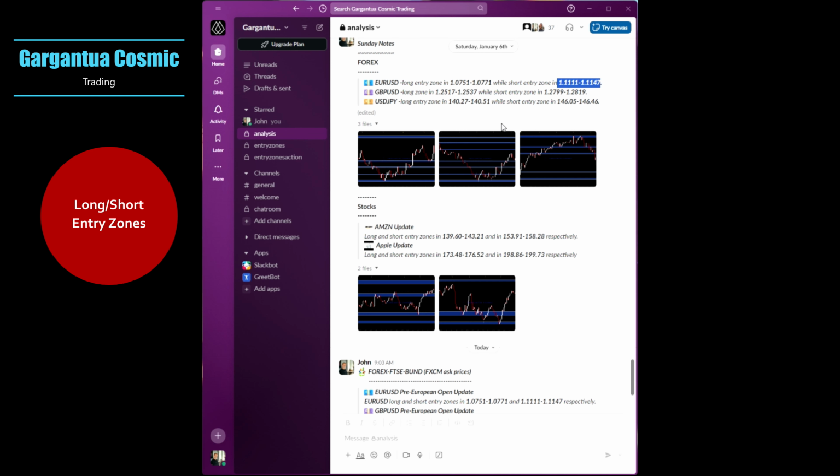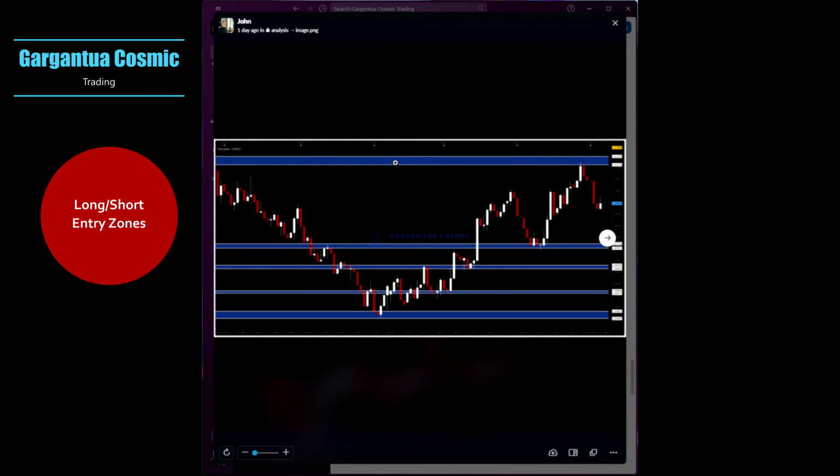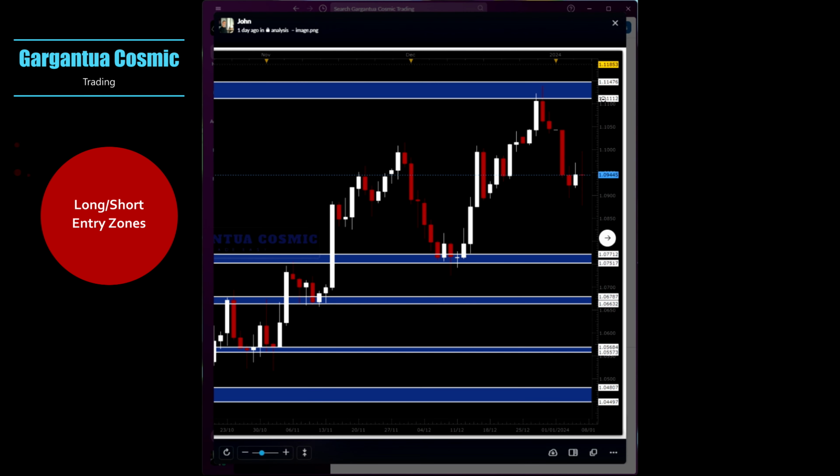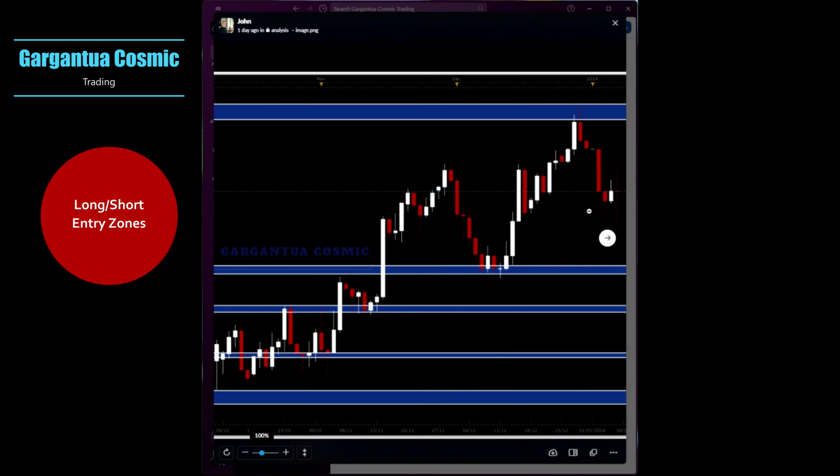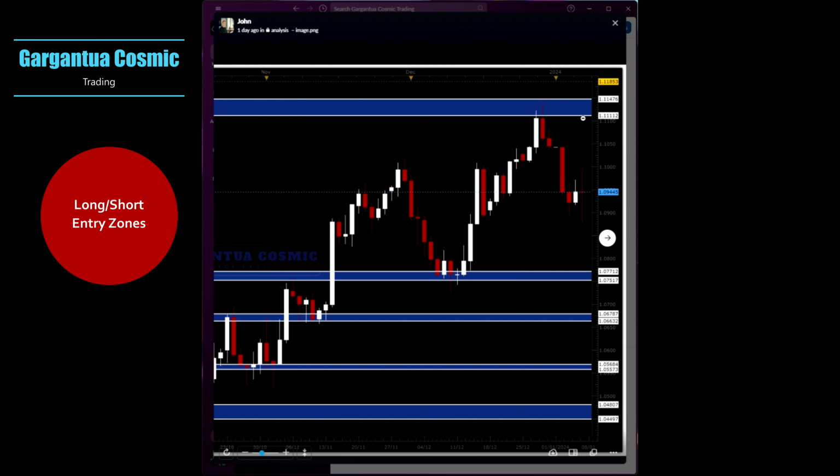Let's take, for example, the chart of Euro USD. We see that we have a blue area above the current price, which says 1.1111 and 1.1147. This is the short entry zone we had here. That means that when the pair comes up here, we can short it at 1.1111 or inside this blue area, with stops right above 1.1147.